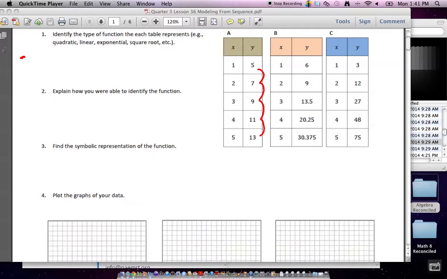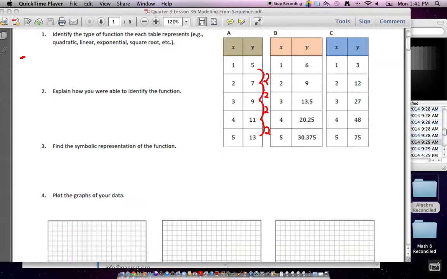All right. So we take a look at table A, and what are we going up by there? 2. This is what we call the first difference. It's the first time we subtract, and when the first difference goes up by a common amount, what kind of sequence is it? Arithmetic. Arithmetic sequence, linear function.